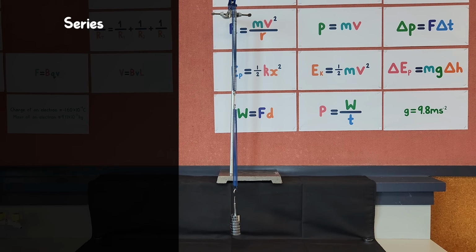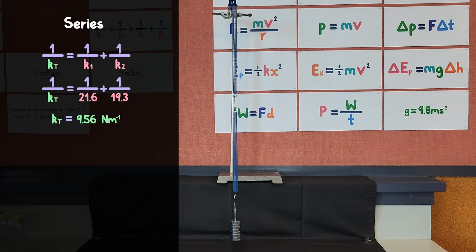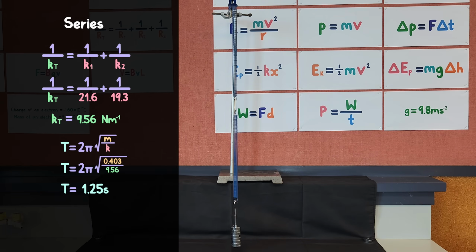When arranged in series, the inverse of the combined spring constant equals the sum of the inversed spring constants, which predicts a period of 1.25 seconds. Doing this practically, we measure a period of 1.28 seconds, agreeing with theory with a deviation of 2.3%.